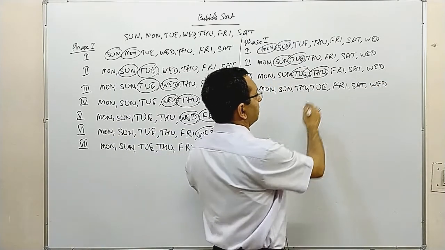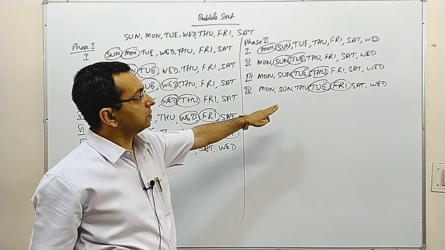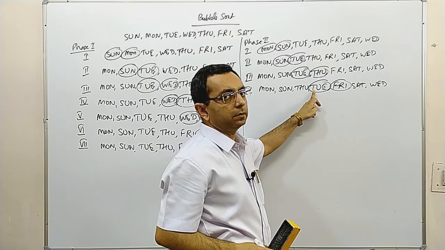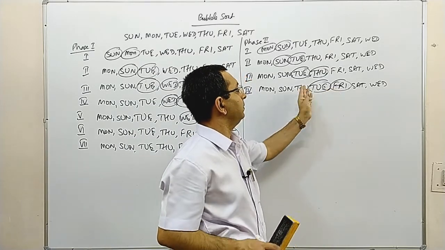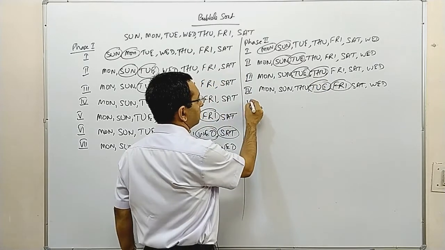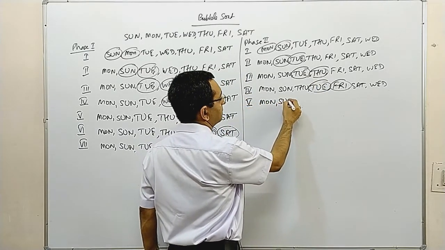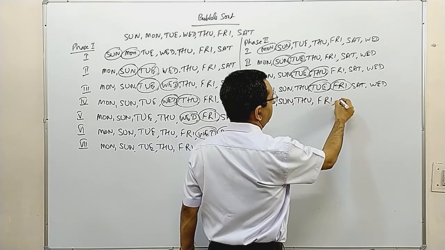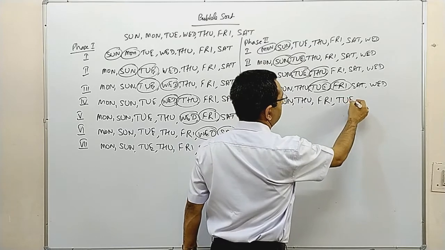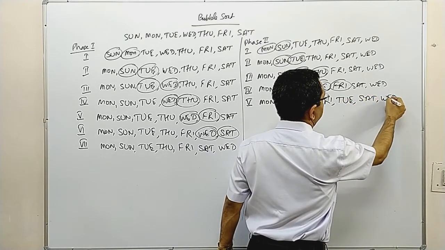Now Tuesday will be compared with Friday. So T comes after F. So F means Friday will be replaced with Tuesday. So in the next step: Monday, Sunday, Thursday, Friday, Tuesday, Saturday, Wednesday.